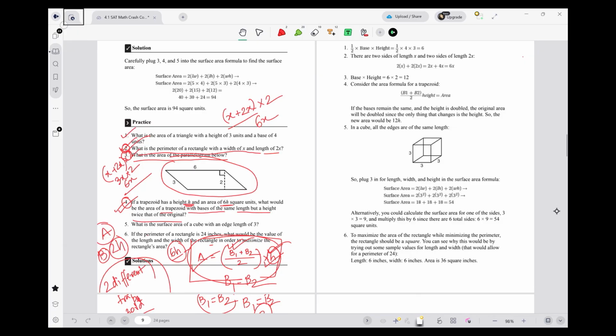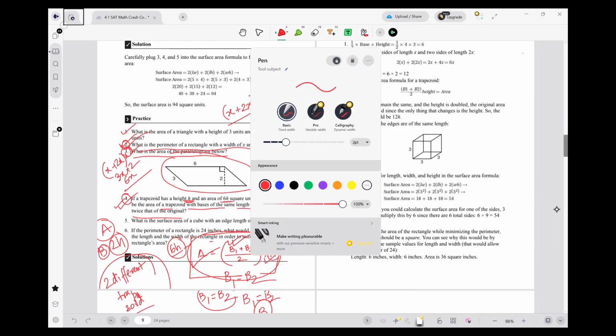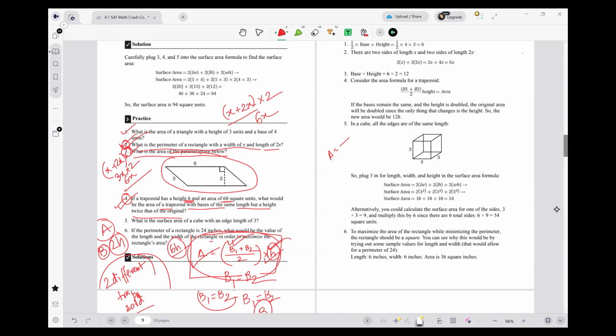They're just trying to use the shortcut formula, but I just want to try with my method. That is A equals (B1 plus B2) divided by 2, times h. You are just considering B1 equals B2, right? So if B1 equals B2, then A becomes 6h equals 2B by 2, times h. That is basically B, and then h. So B equals 6.